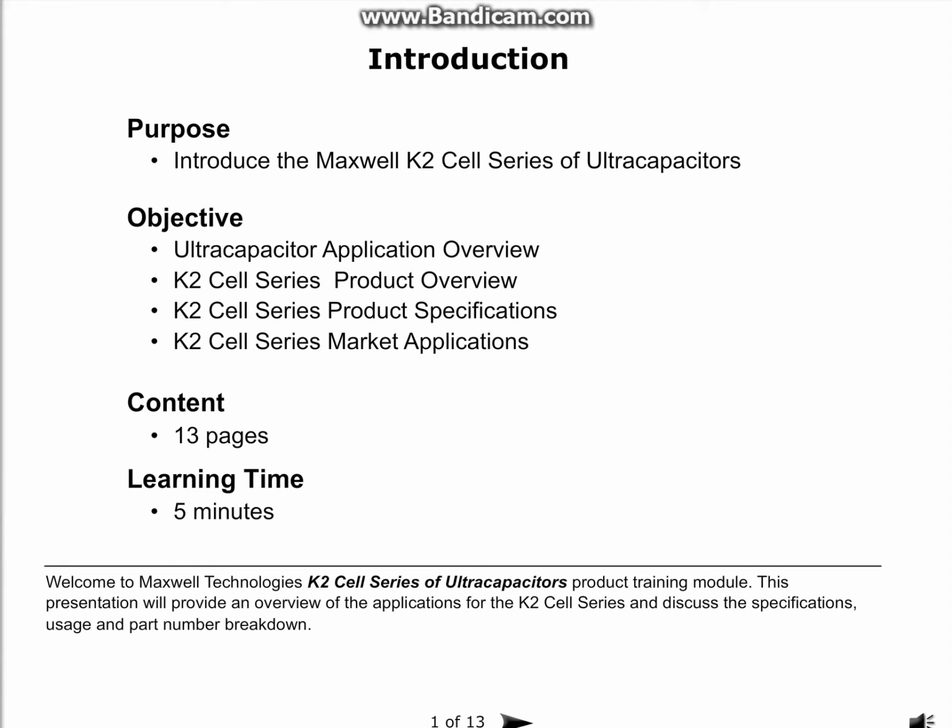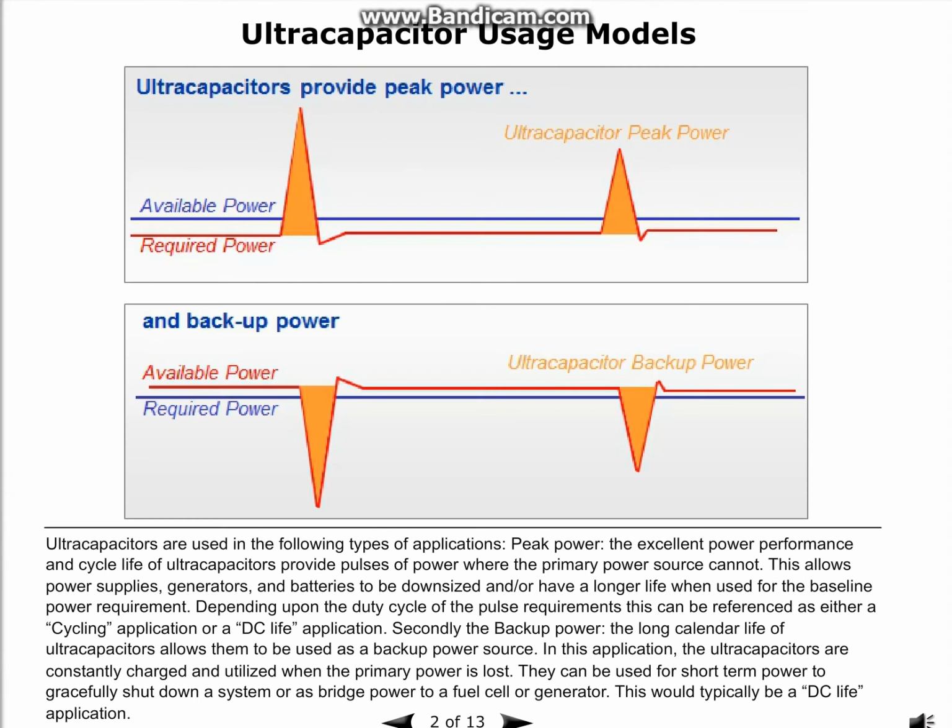Ultracapacitors are used in the following types of applications. Peak power. The excellent power performance and cycle life of ultracapacitors provide pulses of power where the primary power source cannot. This allows power supplies, generators, and batteries to be downsized and/or have a longer life when used for the baseline power requirement. Depending upon the duty cycle of the pulse requirements, this can be referenced as either a cycling application or a DC life application.